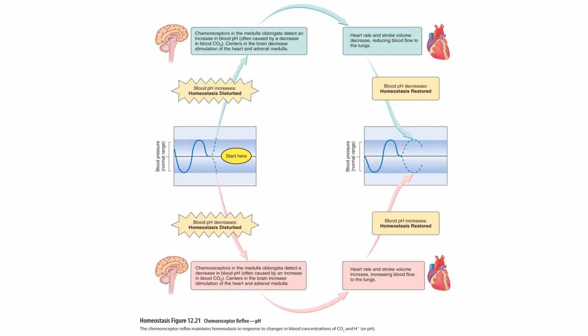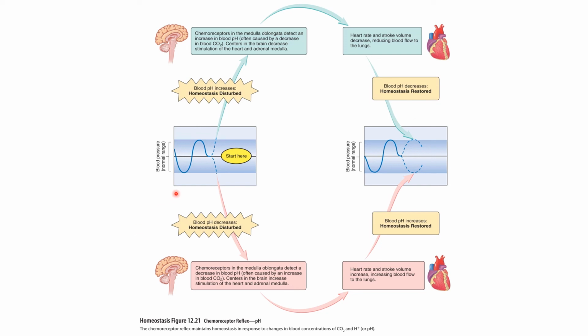So this is now the chemoreceptor reflex when it comes to dealing with pH. When your blood pH increases, the chemoreceptors in the medulla oblongata detect an increase in blood pH, often caused by a decrease of blood carbon dioxide. The centers in the brain decrease stimulation of the heart and adrenal medulla. In response, the heart rate and stroke volume decrease, reducing blood flow to the lungs, and eventually the blood pH decreases and can be restored to homeostasis.